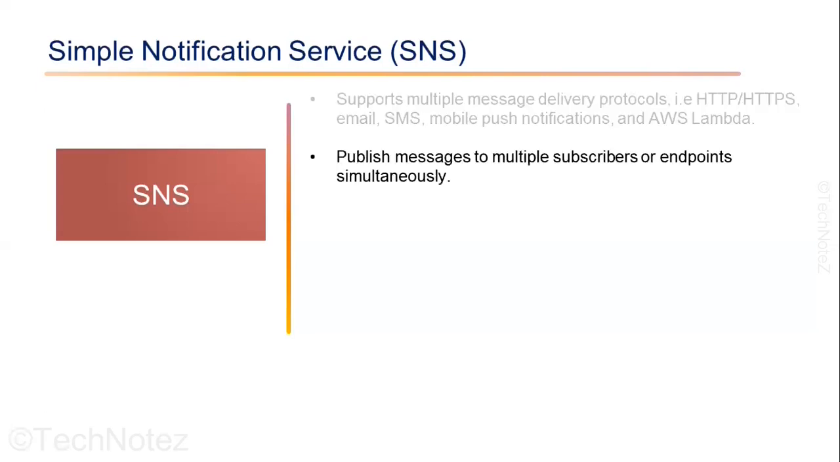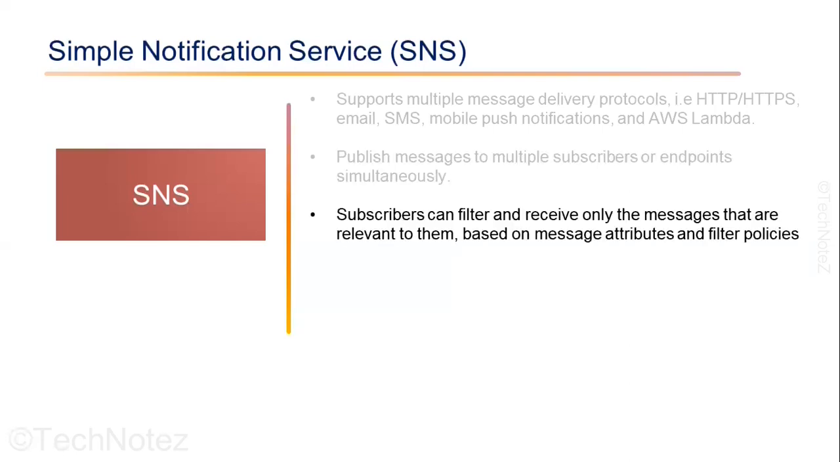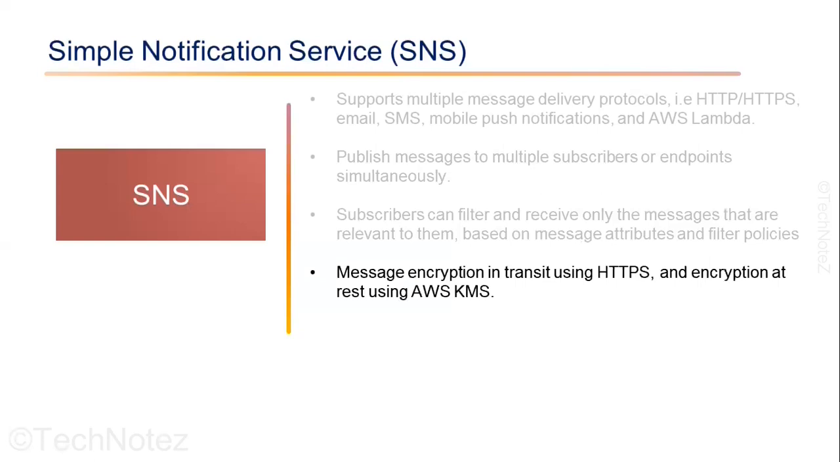SNS allows you to publish a message to multiple subscribers or endpoints simultaneously using either a topic-based or direct publish model. SNS provides message filtering capabilities that allow the subscriber to receive only the messages that are relevant to them based on message attributes and filter policies. SNS supports message encryption in transit using HTTPS and message encryption at rest using AWS KMS.